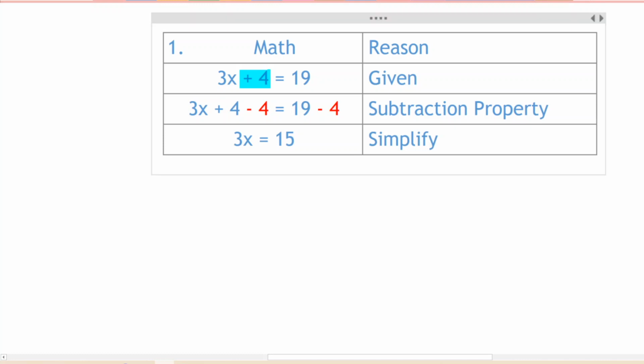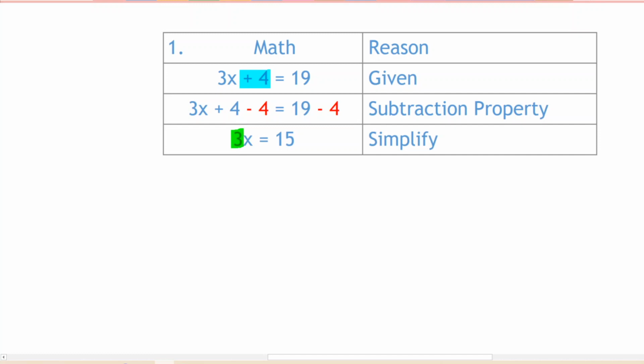Now when we do that on the left side, we just get left with a 3x because of course our zero pair makes a 0. So 3x plus 0 is just 3x. Now here on the right side, we do 19 minus 4, and that's 15. So we do all the math on the left side, and then we do the math on the right side separately. So we've simplified now. The next step is to divide by the constant that's multiplying our variable. We call that our coefficient. Here's our coefficient, it's a 3. So we need to divide by 3.